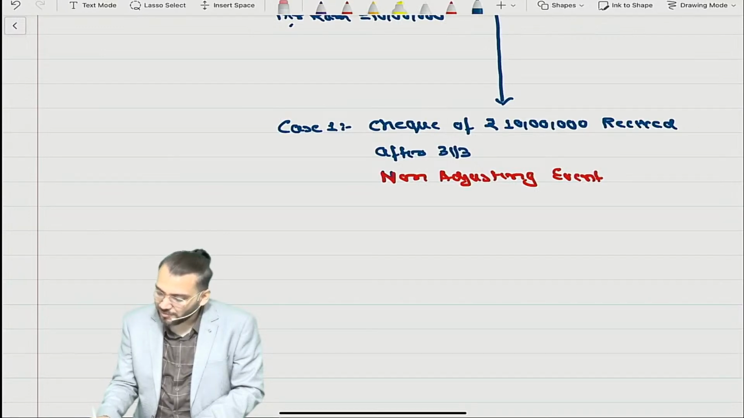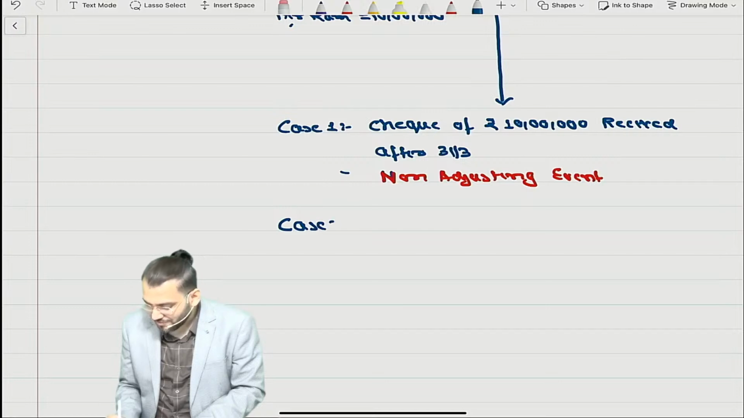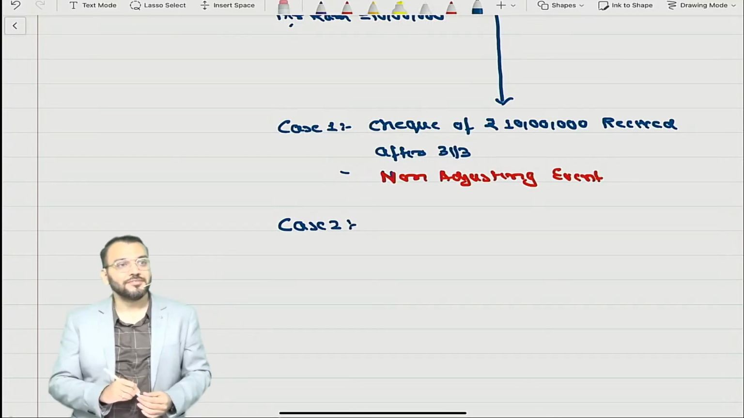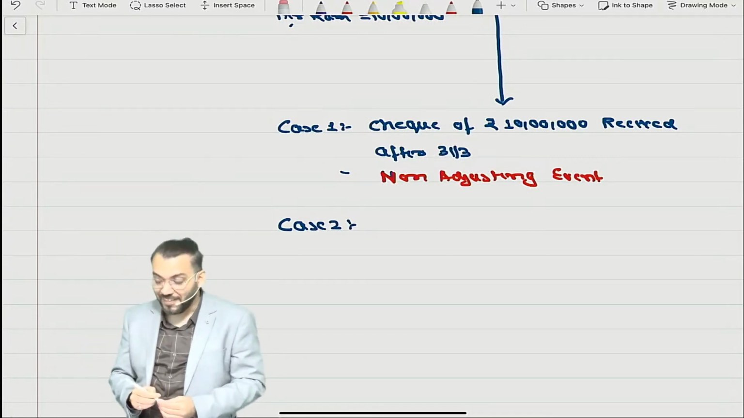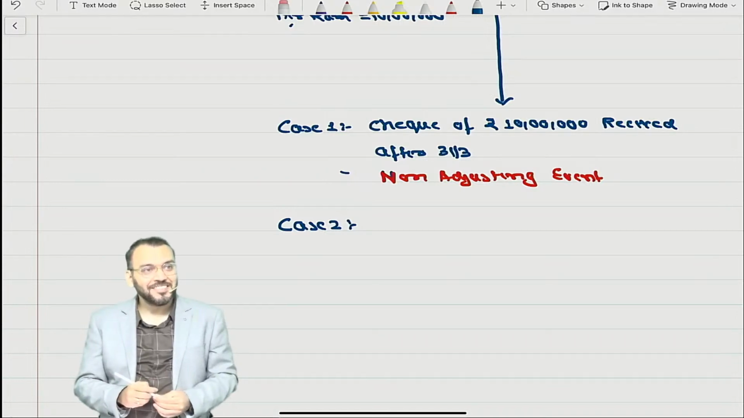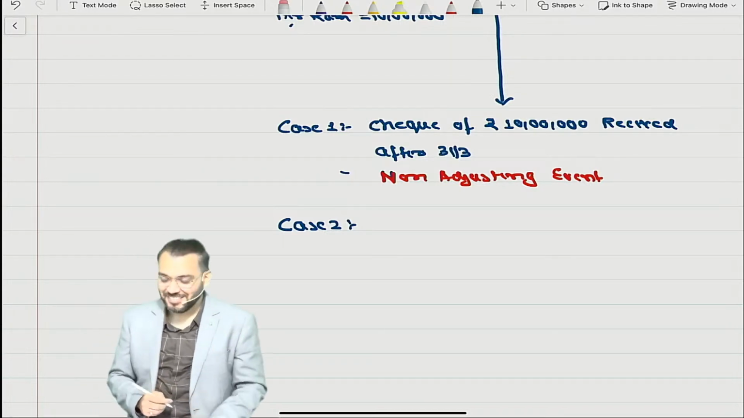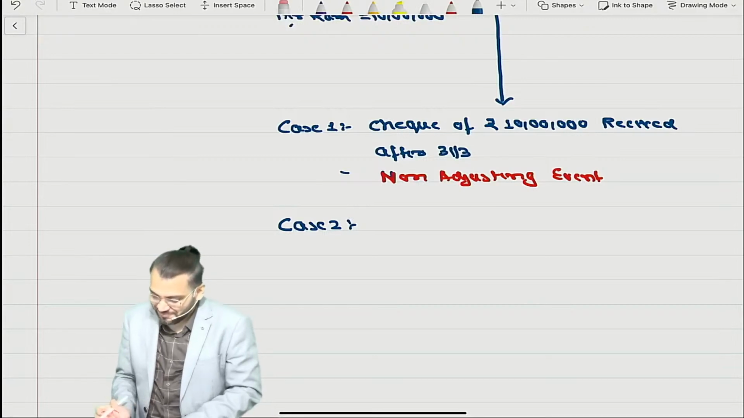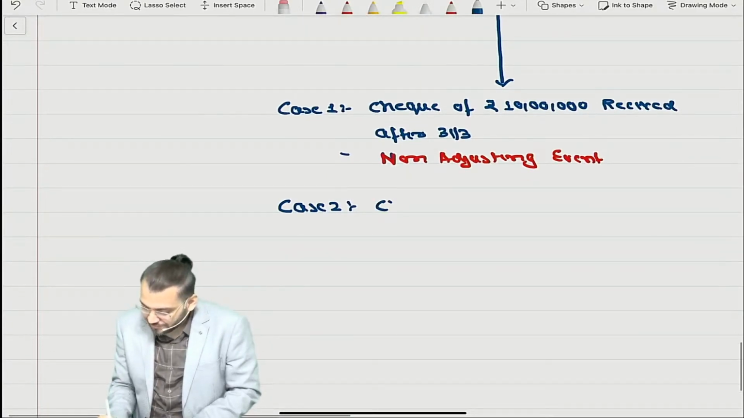Such a lollipop question I am asking. Let me change the question. No, no, that will come at the end. Default will come at the end. Not now.